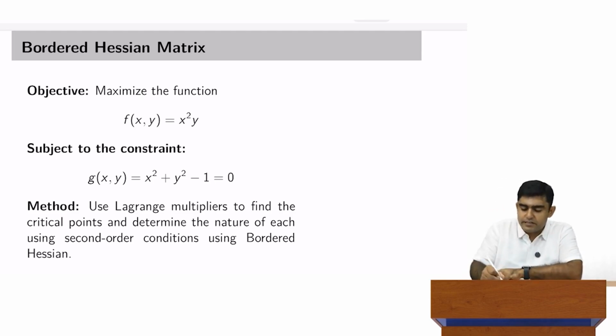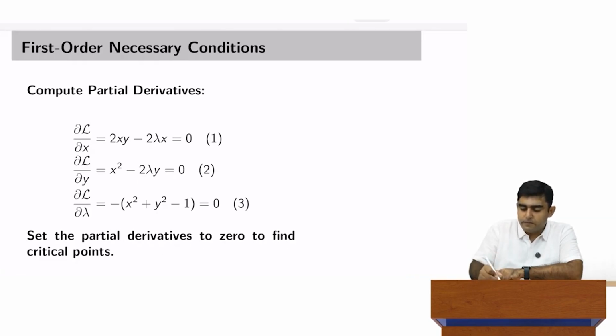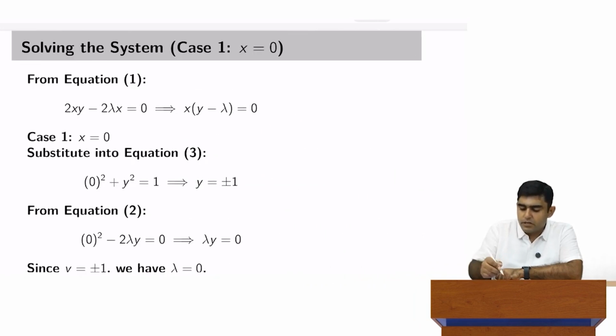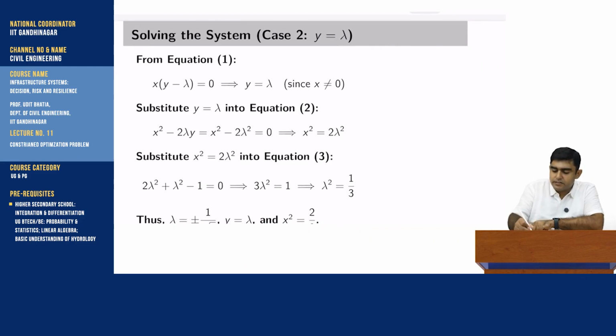Hessian matrix. I restate the same problem, x square y subject to same constraint, x square plus y square minus 1 equal to 0. We again construct our Lagrange function in a similar fashion, x square y minus lambda times x square plus y square minus 1. We find the roots here in a very similar fashion. Once we do that, we again construct the same cases that we have done. First case gives us x equal to 0, second case gives us y is equal to lambda, for which we find our critical points, and again this is a quick recap of what we have already done.